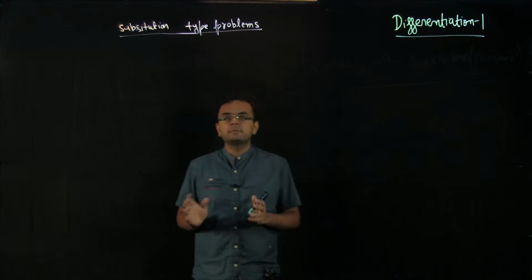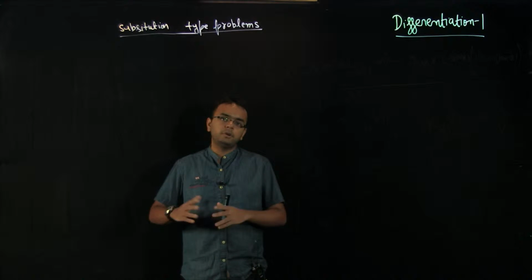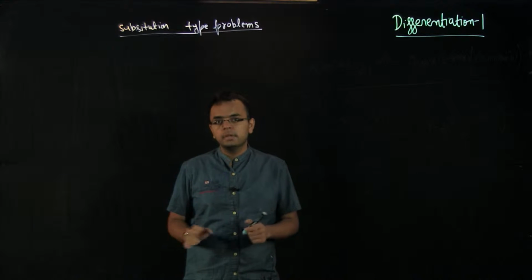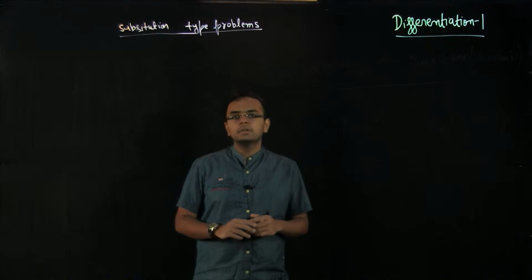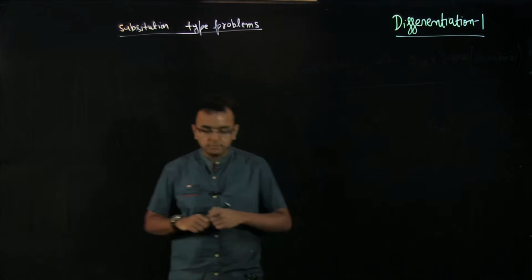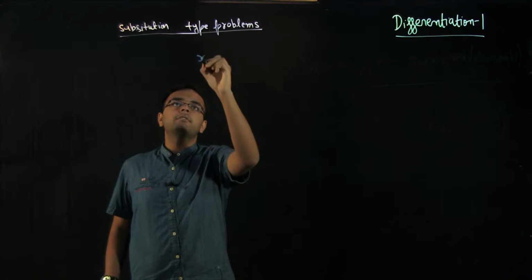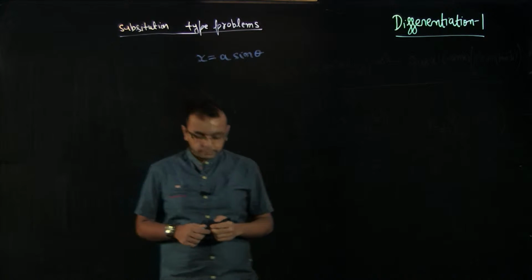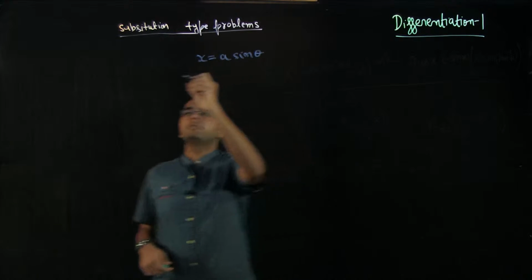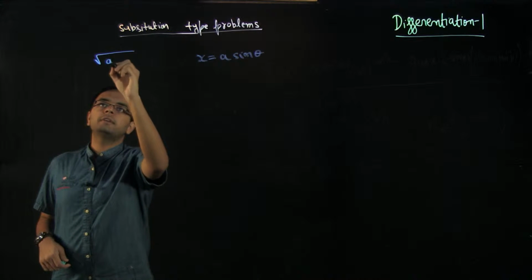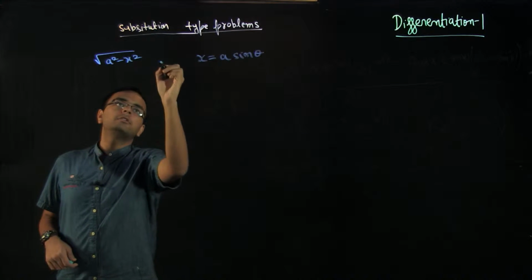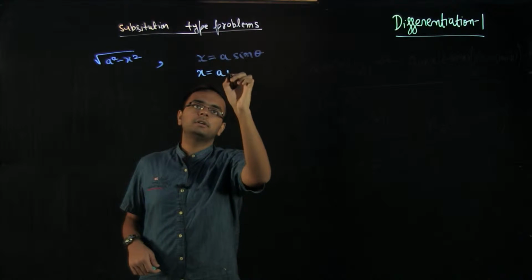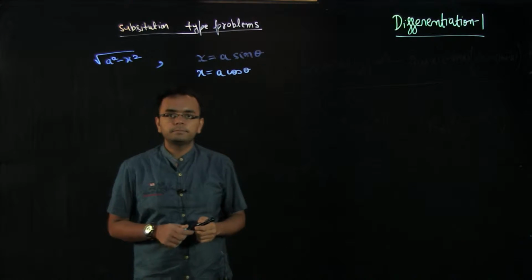So what do we mean by substitution type problems? Basically we substitute some form of x as something else, and then that helps us solve the problem. I will write down a few substitutions here, so that they will be handy for you when you are trying to solve the problems. For instance, whenever you see something like a square minus x square, you should try to substitute x is equal to a sine theta or x is equal to a cos theta.